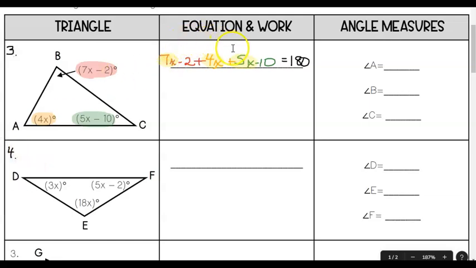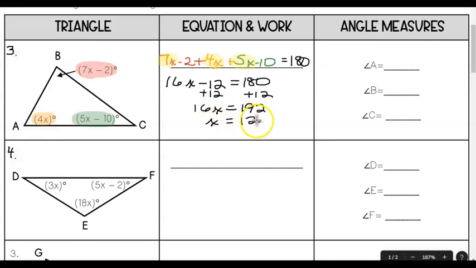7x plus 4x plus 5x is going to be 16x. And then I've got a -2 and a -10, and that's going to be minus 12. And that equals 180. Okay, let's add 12 to both sides. So 16x equals 192. Divide by 16 on both sides and you get x equals 12.